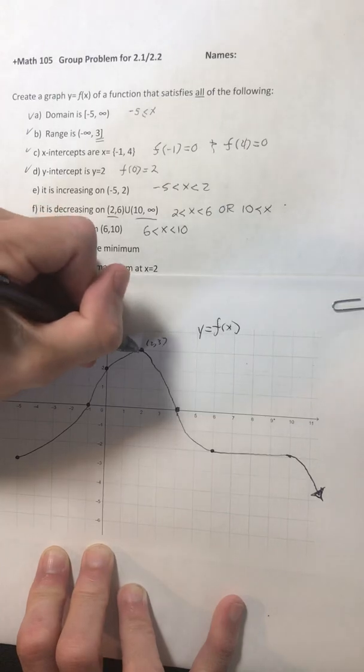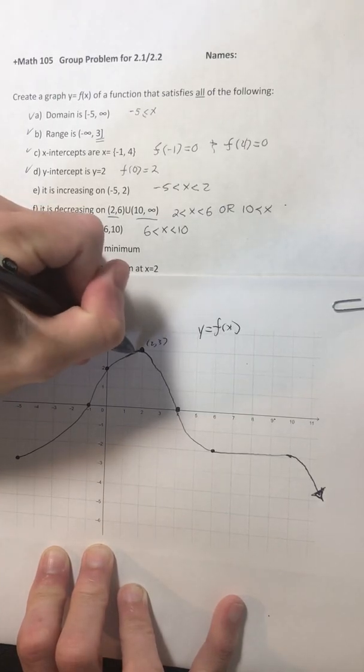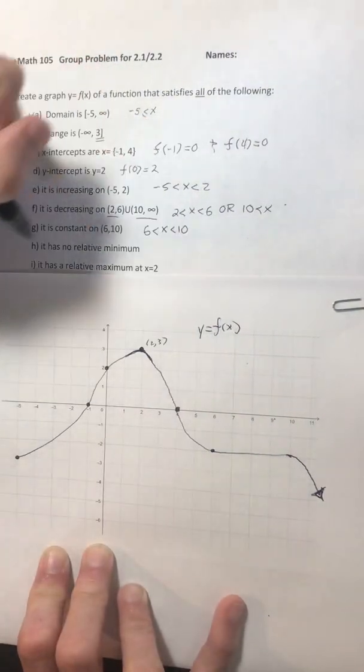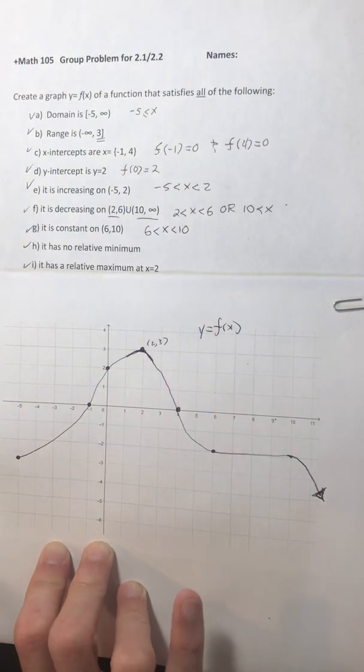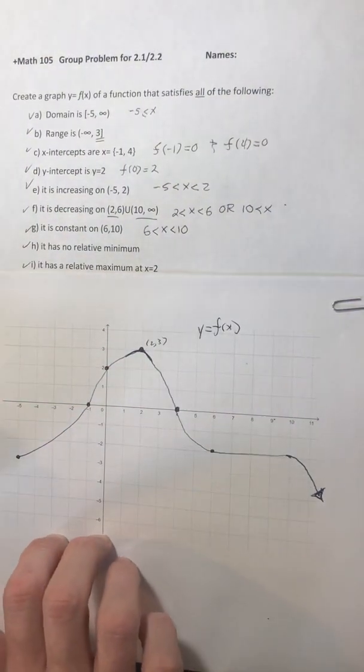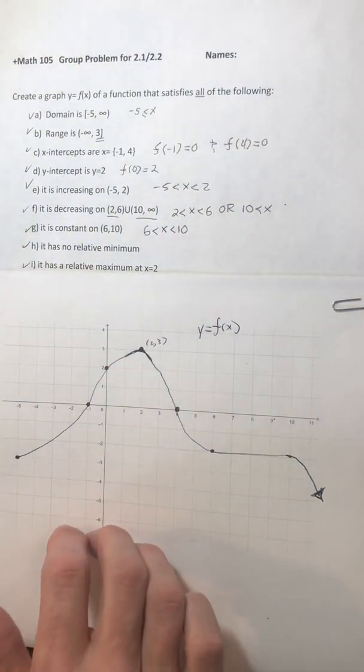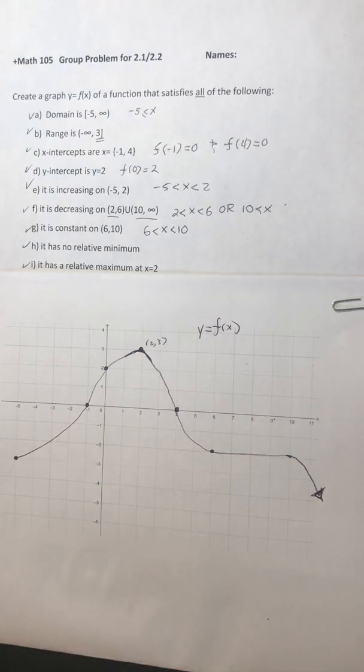So notice it does have a relative max, because at this point here from both sides, it's the highest point. So that's true. So everything's true. Okay, so this is not the only example. This is just one graph that would satisfy all of those properties.